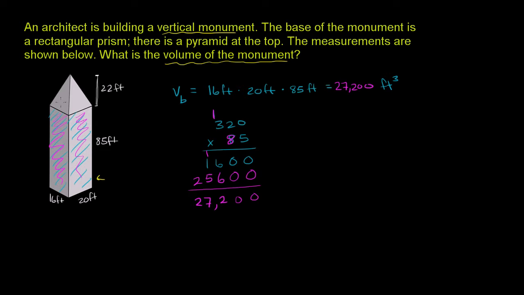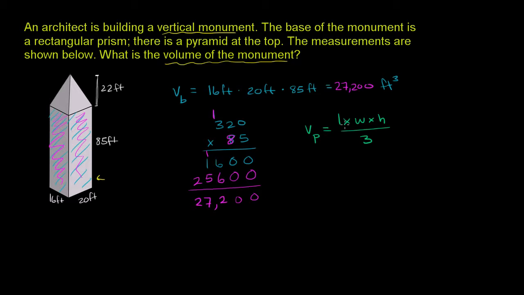Now we have to figure out the volume of this pyramid. And I'm not going to prove it here. Actually, I'll maybe prove it in another video, and you need a little bit more sophisticated math to be able to prove it. But it's actually pretty neat what the formula for the volume of a pyramid is, because it's kind of what you would guess. The volume of a pyramid is the length times the width times the height of the pyramid divided by 3.